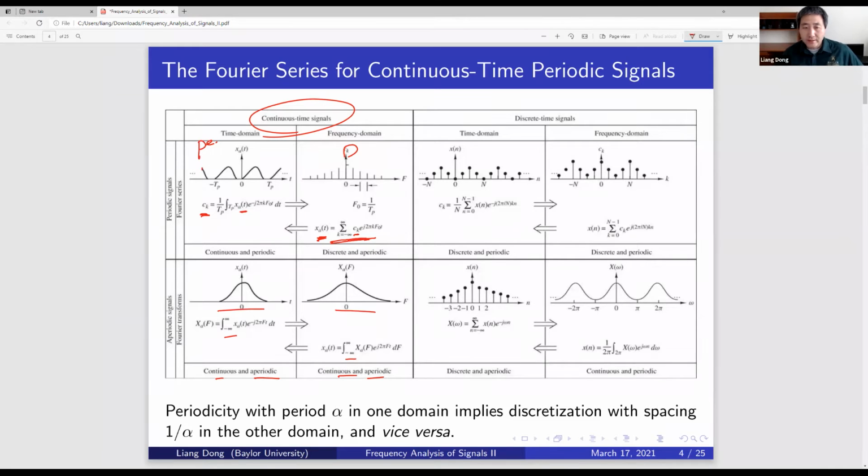On the right, we have discrete time signals. Discrete time signals are something we will deal with because we are dealing with digital signal processing. The signal is discretized in time. First, let's look at the bottom right. Bottom right is discretized and aperiodic, with all these signals x[n].